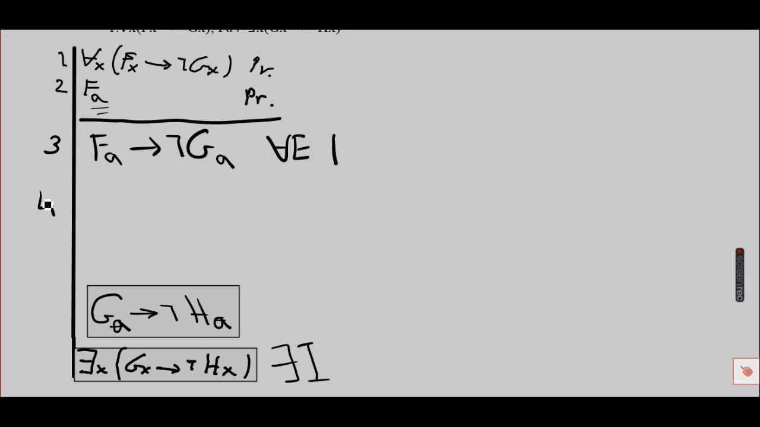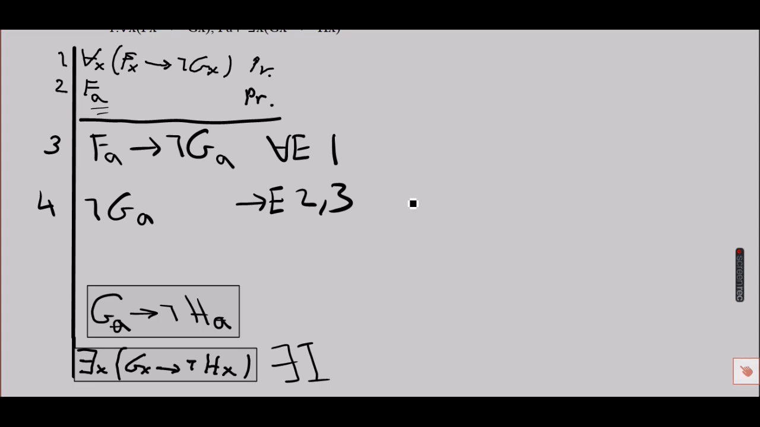Okay, now, since we have FA and we have FA arrow not GA, that's the reason we wanted to get the A instance, because now we can use FA on line 2 together with FA arrow not GA, and that gives us not GA. Arrow elimination 2 and 3, right? Okay, but my goal is to get GA arrow not HA. Can I get it from things that I already have?